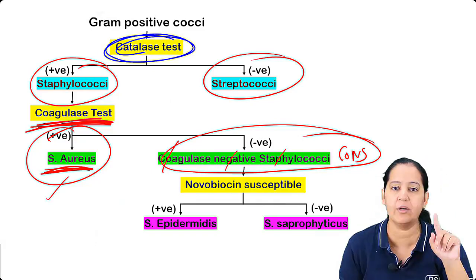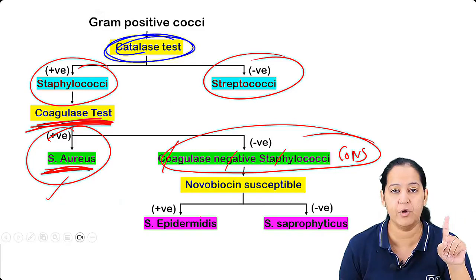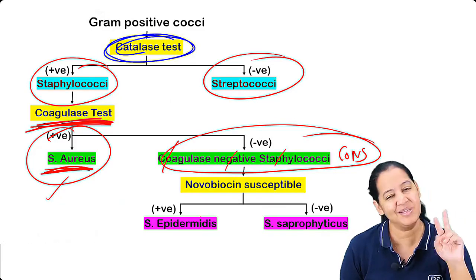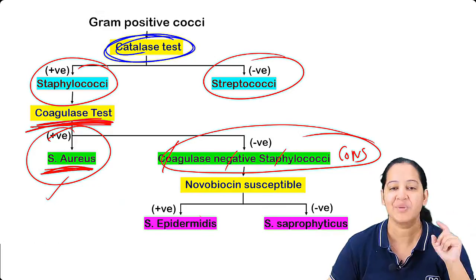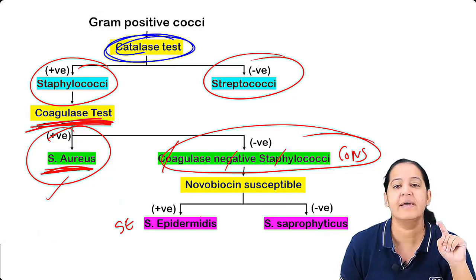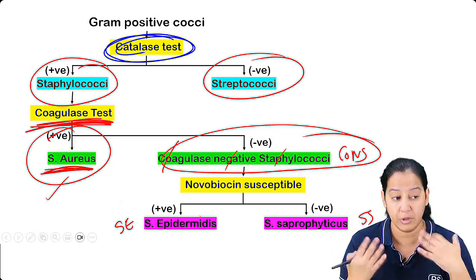One is the main hero and 2 are side heroes. We have watched many movies, right, in which there is one main hero and 2 side heroes. These 2 are side heroes, just for comedy. So name them: Staph epidermidis and Staph saprophyticus. We have 2 side heroes. How to differentiate these 2 among themselves?